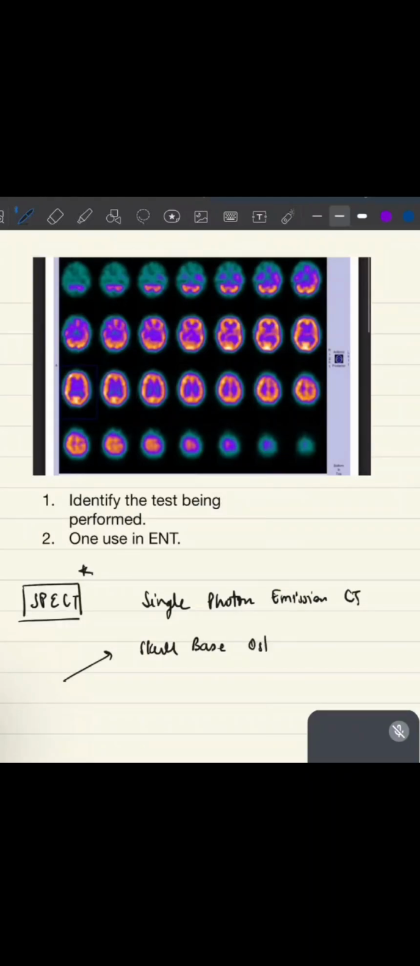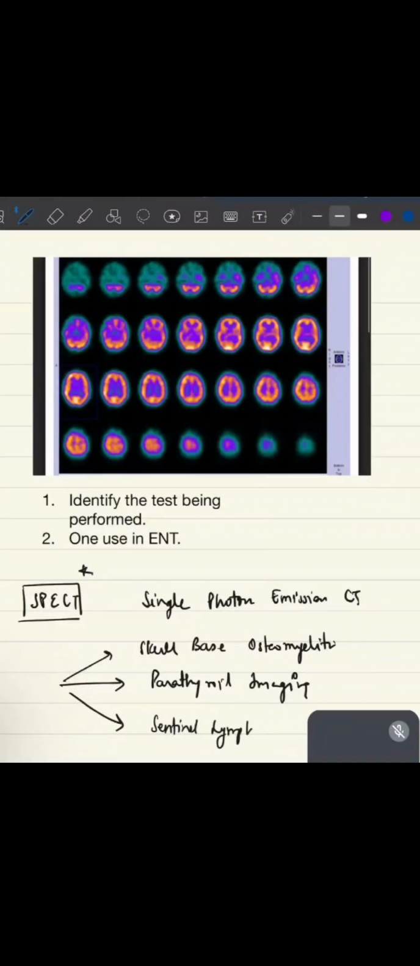Coming to the uses in ENT, you have use in skull base osteomyelitis. Then it is used in parathyroid imaging. Then it is used in sentinel lymph node biopsy. And potential use in CSF leaks. Okay, so please remember this thing.